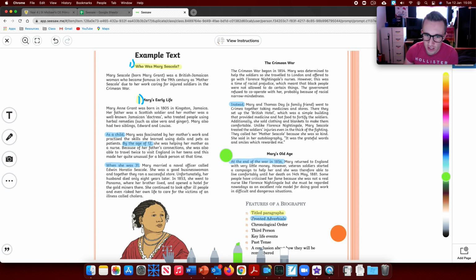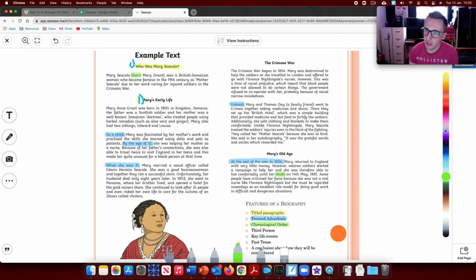Let's go green. And we're going to look for chronological order. So that means as it happened. So let's have a look again. So we've got about her being born. Well, we know that has to happen first. And let's say here, her death. Well, we know that has to happen last, I hope. So that's my evidence of chronological order.